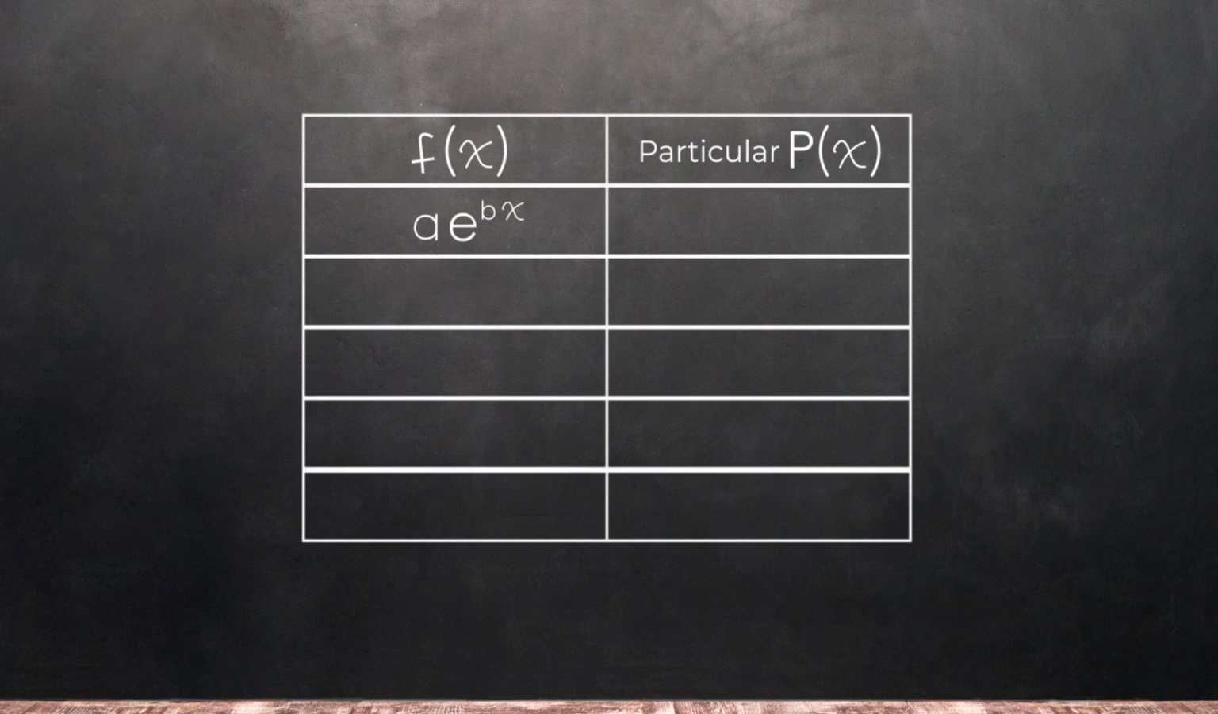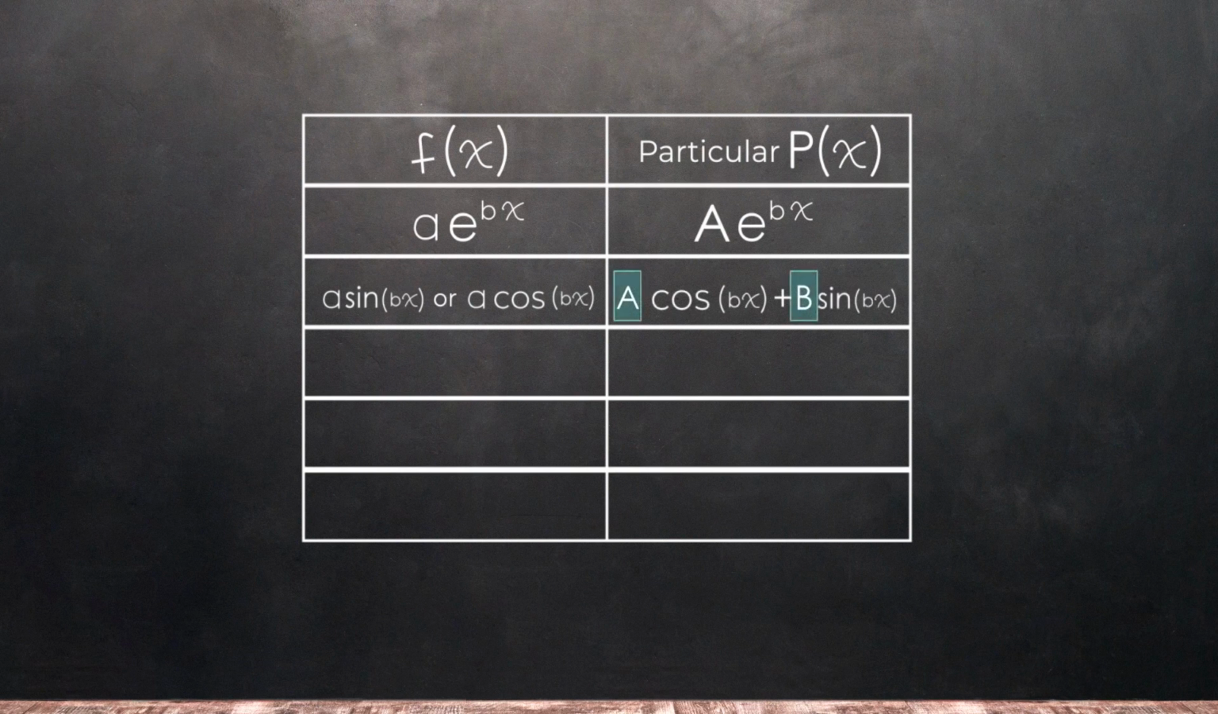If f of x is an exponential function, then we can assume that the particular solution has the general form a times e to the bx, where a is the undetermined coefficient. If f of x is a sine or cosine function, the particular solution will have the form a cos bx plus b sine bx, where a and b are the undetermined coefficients. If f of x is a polynomial function of degree n, we can assume the particular solution to also be a polynomial of degree n with undetermined coefficients.